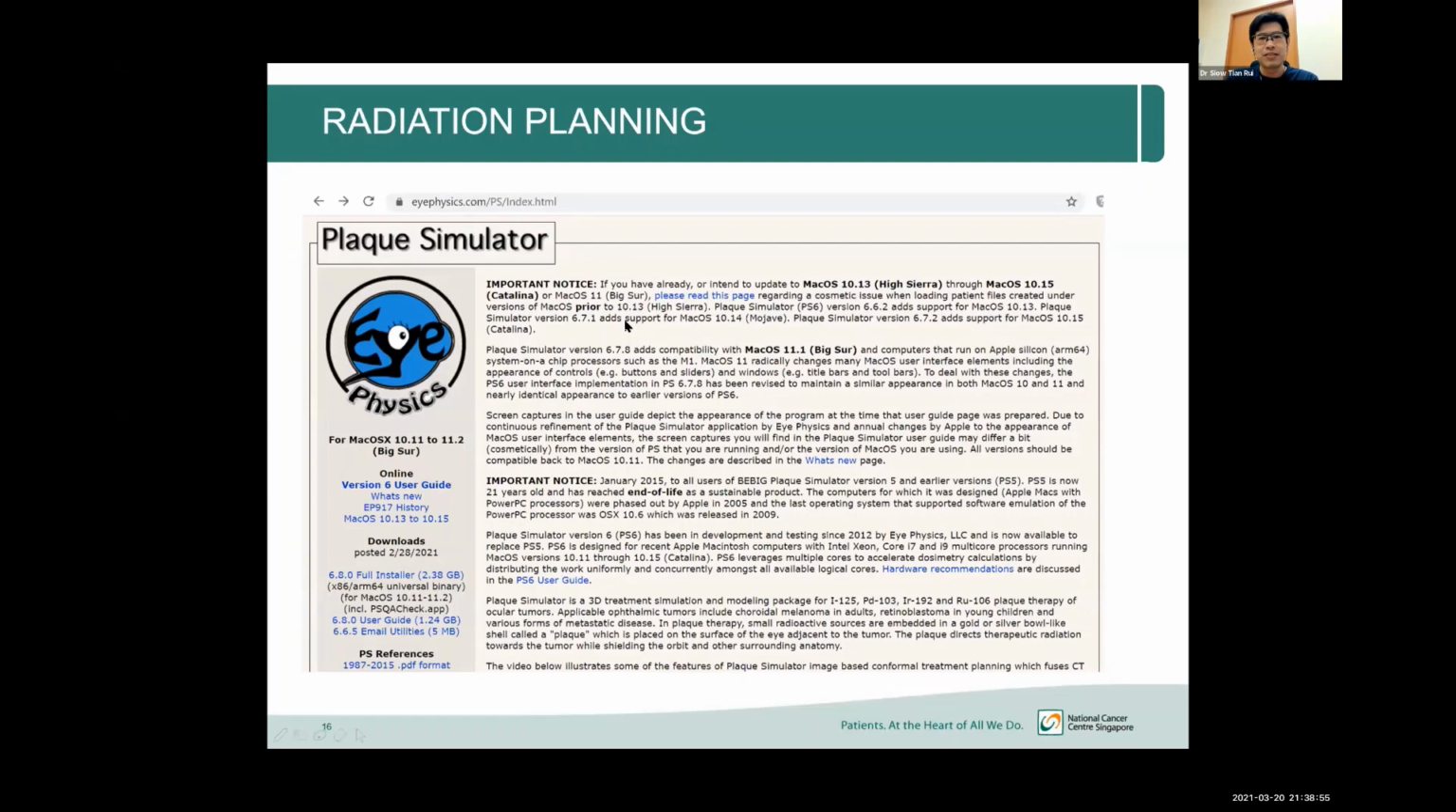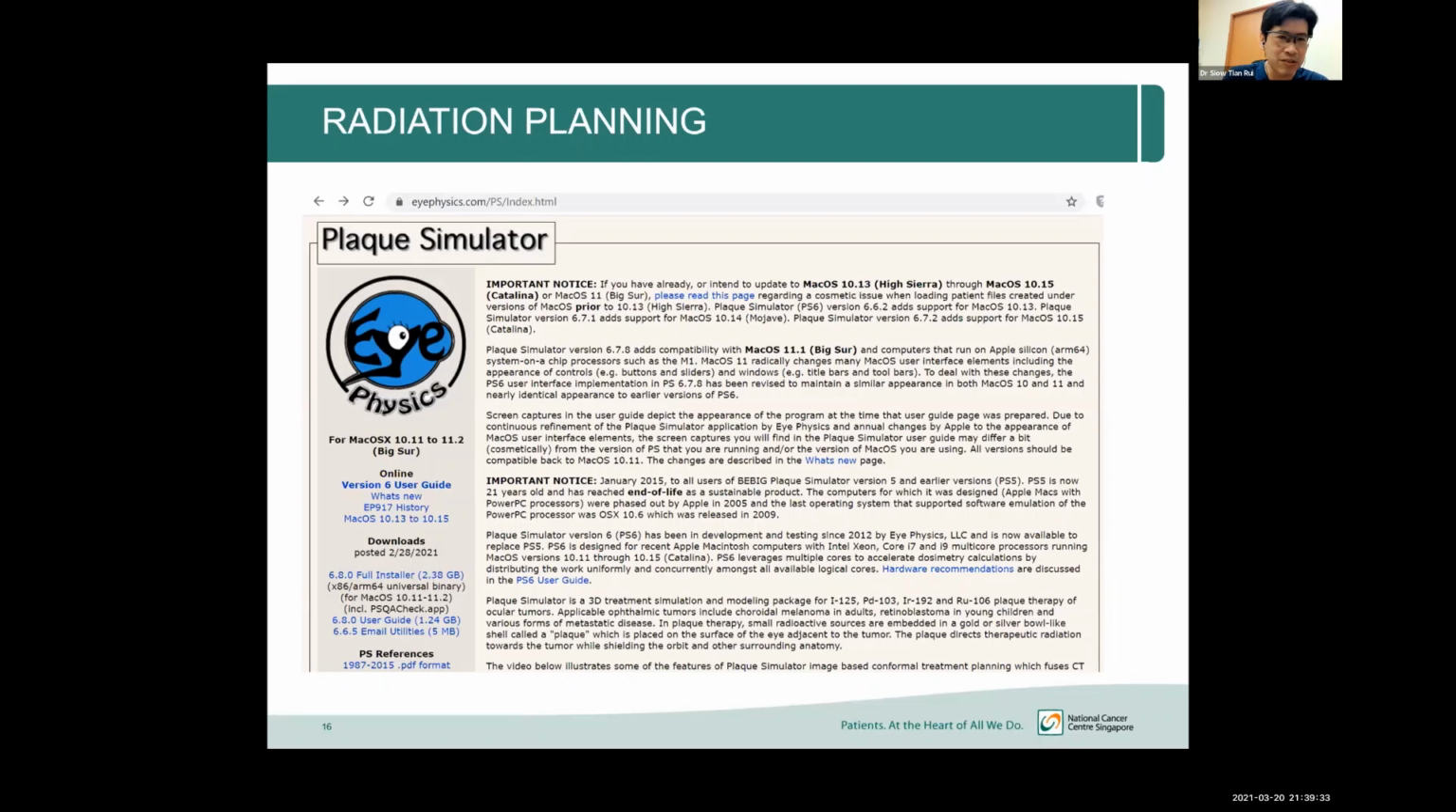Now, the problem with the plaque simulator, I might as well mention it now, is that I think the person who wrote the software wrote it on a Mac, so you can only use it on a Mac. In terms of your startup cost, you need to make sure that you have a Mac as well. And as he upgraded the software, he used a different Mac to write it, so some versions of this software are not backward compatible. If you download a certain version of the software, you need to have a certain version of the Mac OS to be able to run it.